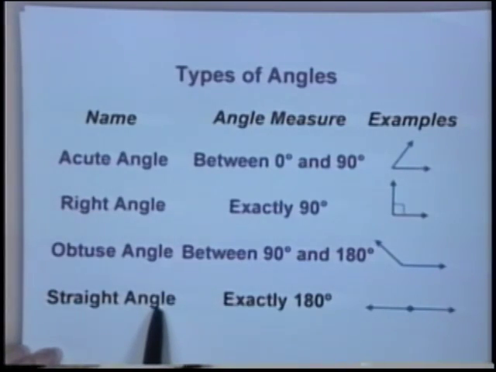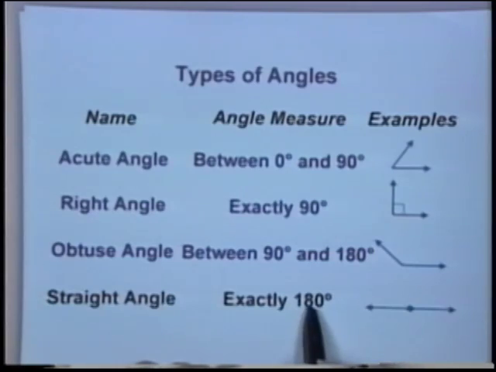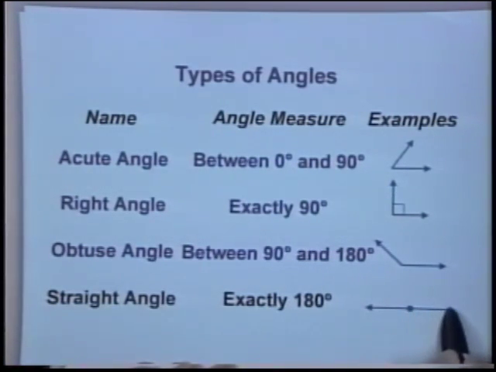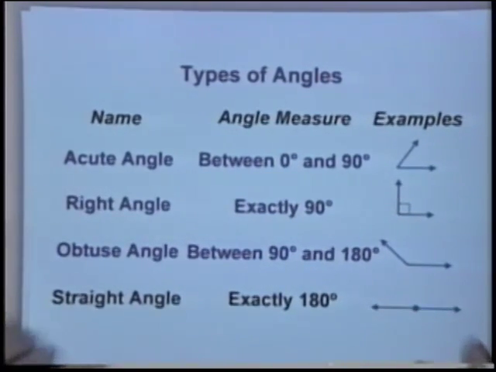Another special angle is the straight angle. It measures exactly 180 degrees, and our initial side would be at the positive x-axis, and if we rotate it 180 degrees, notice halfway, half of 360 degrees, then our terminal side would be on the negative x-axis if we had a coordinate system.